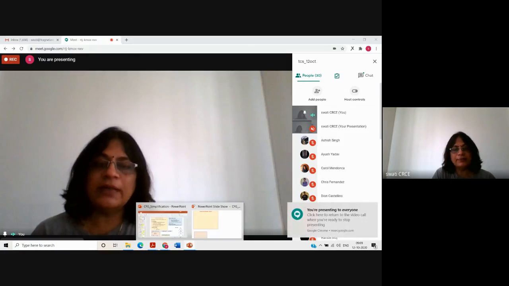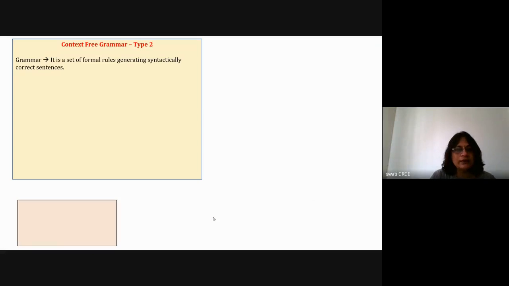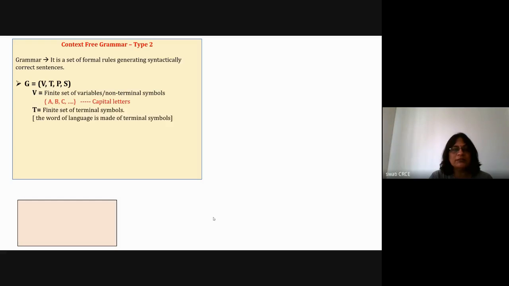Context-free grammar is the type 2 grammar as per the Chomsky hierarchy. Grammar is defined as the combination of four elements V, T, P, and S, where V is the set of variables, T is the set of terminal symbols, that is small case letters, P is the set of production rules, and S is the starting symbol.